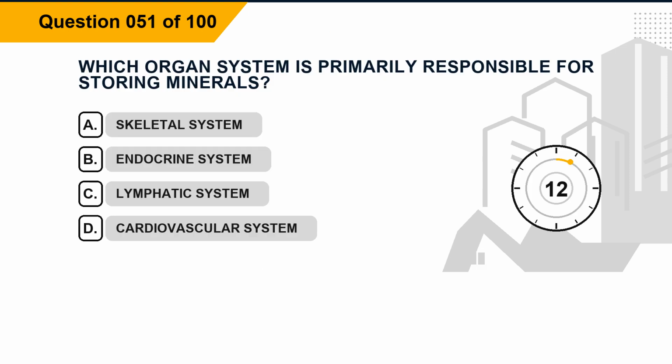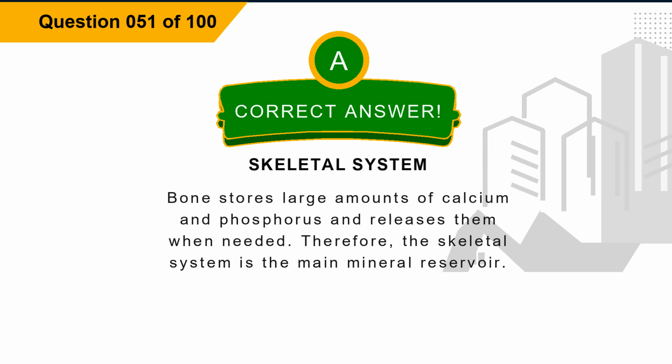Question 51. Which organ system is primarily responsible for storing minerals? Option A, skeletal system. Option B, endocrine system. Option C, lymphatic system. Option D, cardiovascular system. The correct answer is option A, skeletal system. Explanation. Bone stores large amounts of calcium and phosphorus and releases them when needed. Therefore, the skeletal system is the main mineral reservoir.